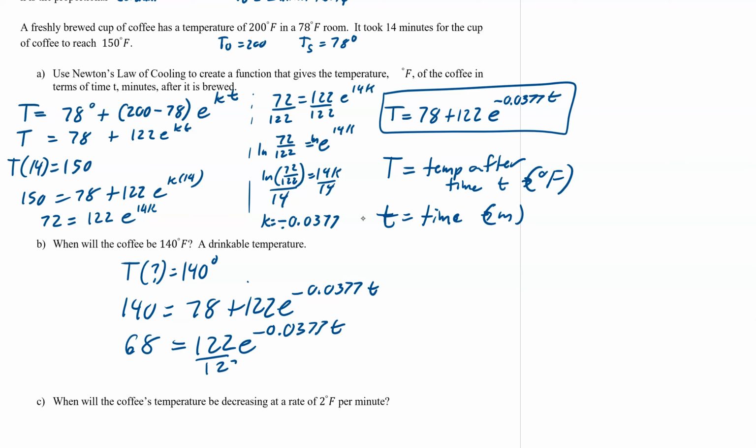Divide by 122. I'm going to put the e now on the other side. Oh, who cares? We'll just put it on the other side. Let's plug it in the calculator.